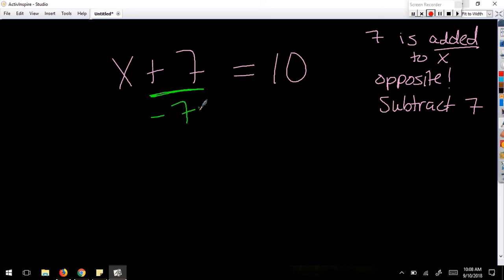But think about those scales. If I take 7 away from one side, I got to take 7 away from the other side also. So I'm going to take 7 away from both sides, and I'm just going to set it up like this so you can see your step.